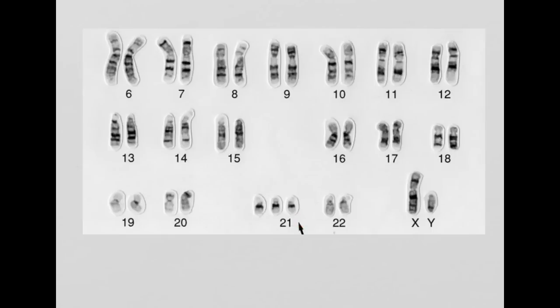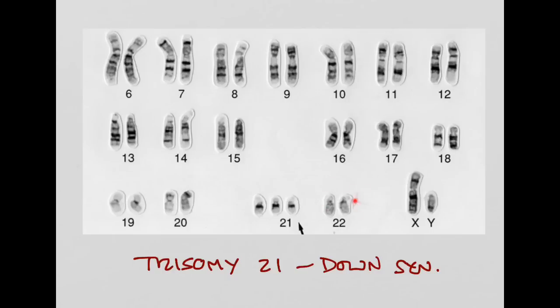So there was a non-disjunction event such that the egg brought in 2 copies of chromosome number 21. When you have 3 of something, we call that trisomy. Specifically, this is called trisomy 21, or Down syndrome. And if you continue to look, number 22 is totally normal, and you can see that this is a male with Down syndrome.